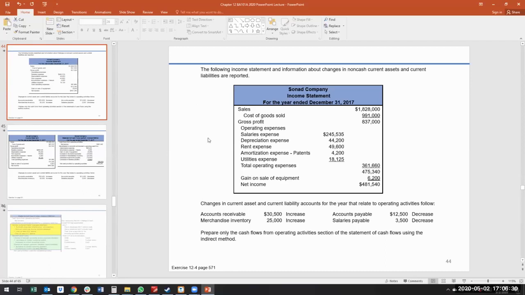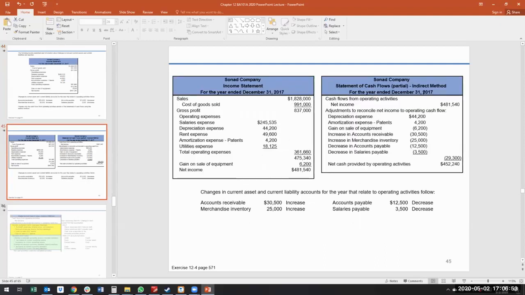So this is an exercise from the book. The following income statement information and changes in non-cash balance sheet accounts are given, but here's our income statement. Instead of getting two balance sheets, we were just told the increases and decreases. So how would we go about calculating this? I'm recording this so you can go back and practice this by yourself. Try to calculate it yourself and see if you get the correct answer.